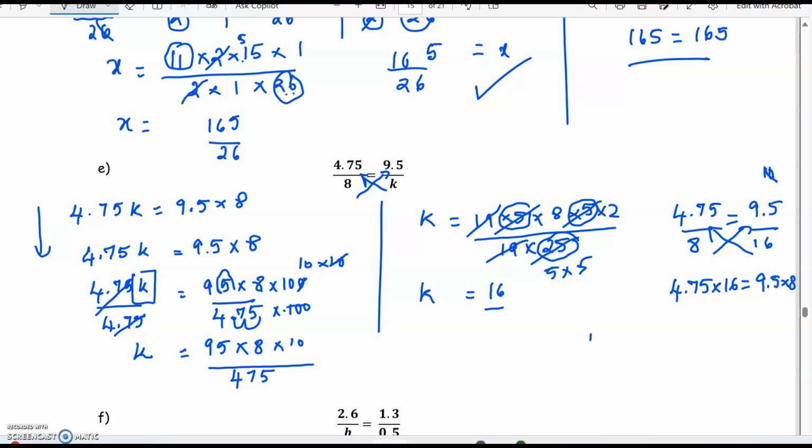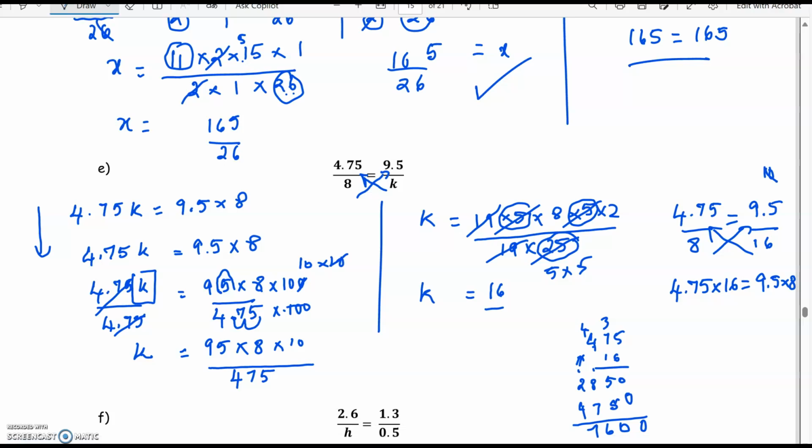We can do the multiplication. So 475 times 16. 6 5s are 30. 7 6s are 42 plus 3 is 45. 6 4s are 24 plus 4 is 28. 0. 5 1s are 5. 7 1s are 7. 4 1s are 4. Add the numbers. And we get 5 plus 5 is 10. 8 plus 8 is 16. 4 plus 2 is 6 plus 1 is 7.